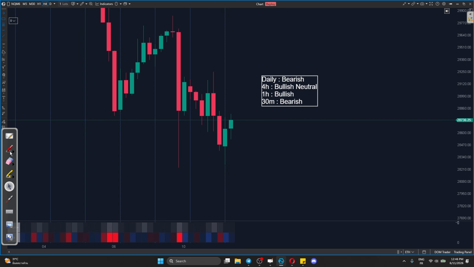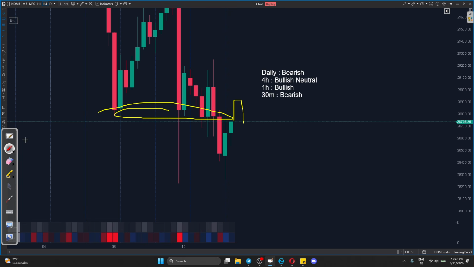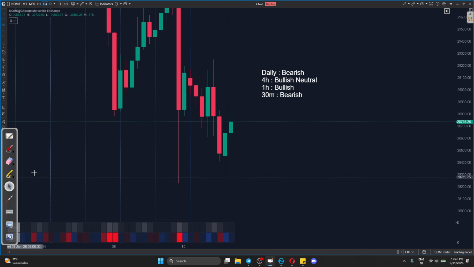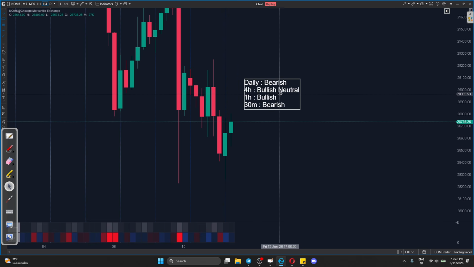Well, fairly simple. I would want to see a 4-hour bullish engulfing candle closing nicely above that green candle, ideally above that red candle, and ideally above all of these levels, okay? Now that 4-hour would be closing nicely, clearly bullish. The 1-hour most likely and the 30-minute will be bullish as well.